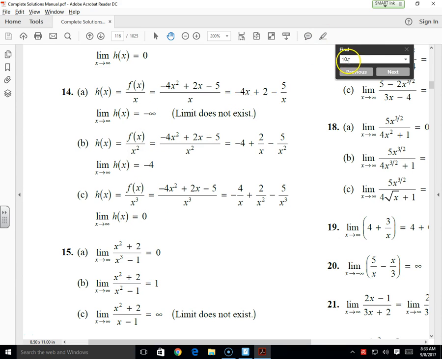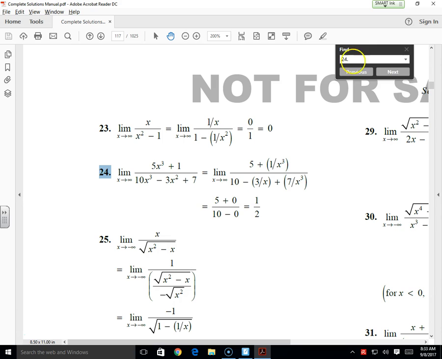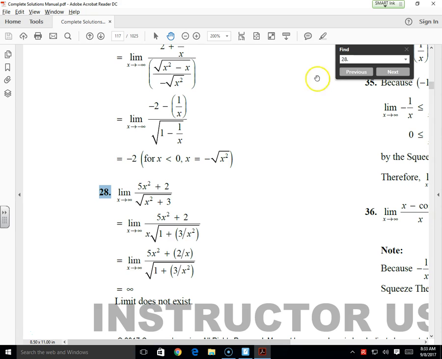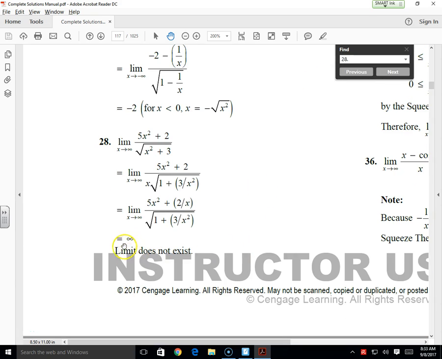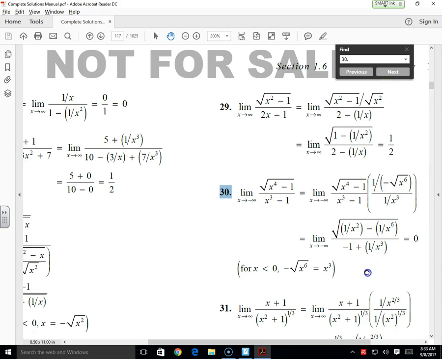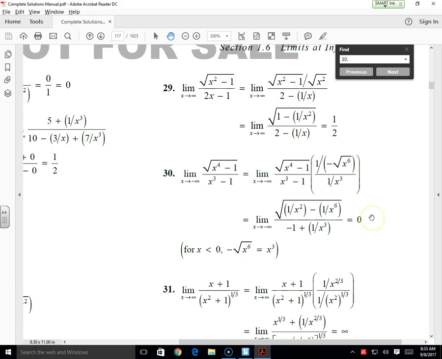Number next one. 24. 1/2. 28. It's okay. 1/2. You guys got it? Okay, 28. Does not exist, or best answer is positive infinity. Next one. 30. 0. Bottom one. Next one. 36.